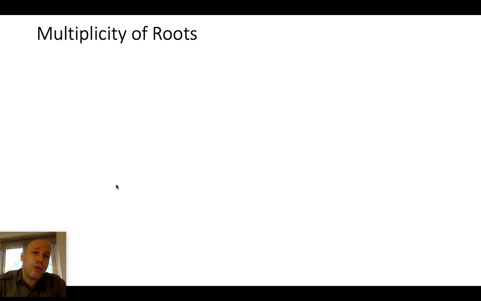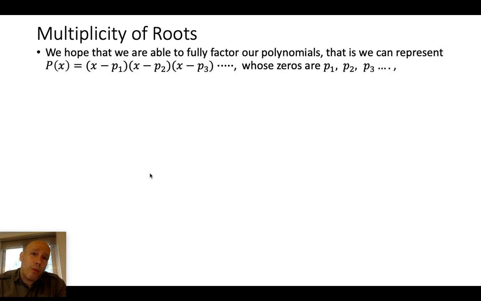The next thing we want to talk about is the multiplicity of roots. Now, we hope that we're able to fully factor our polynomials. That is, we can represent p of x as x minus p1, x minus p2, x minus p3, and so on, whose zeros are p1, p2, p3. The idea is to find where it crosses the x-axis, we set our equation equal to 0. Once it's factored, we just set each of these factors equal to 0 and find the roots. Graphically, those are our x-intercepts.